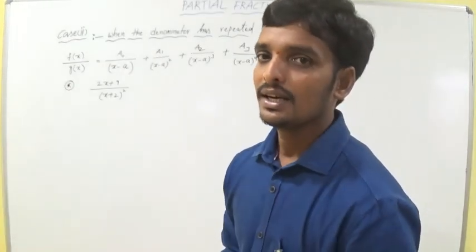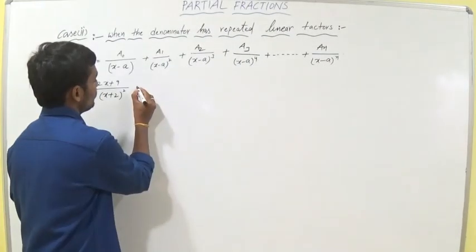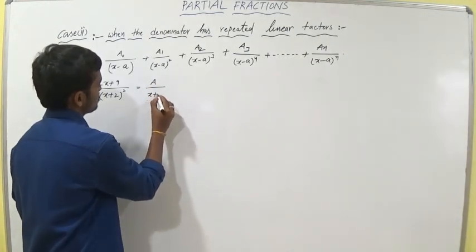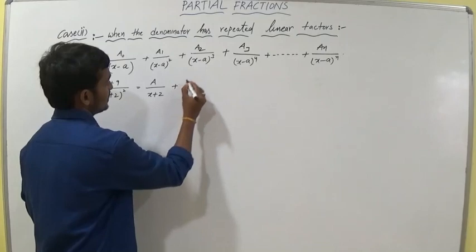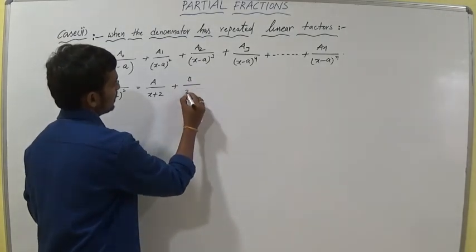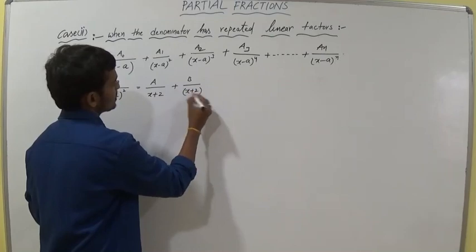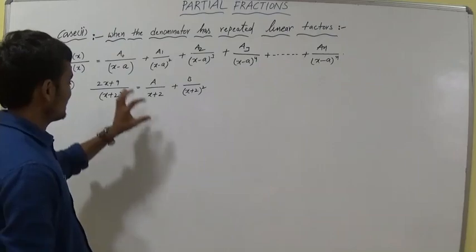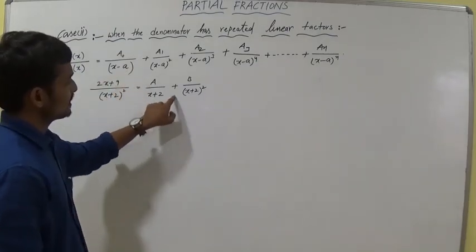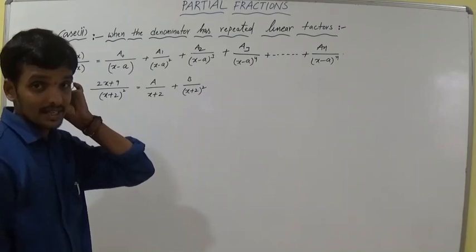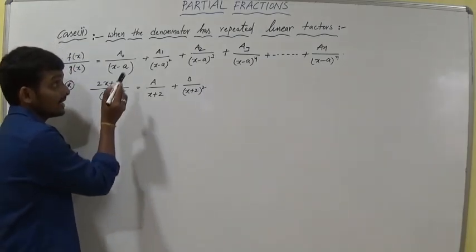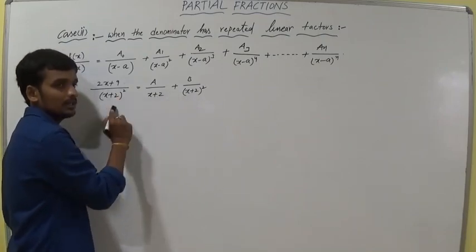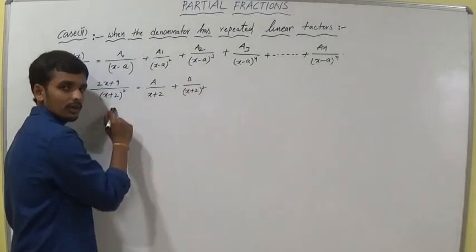What is that? A repeated linear factor. How can we write the partial fractions? This is a by (x plus 2) plus b by (x plus 2) whole square. Did you understand this? First one, a by (x plus 2) plus b by (x plus 2) whole square. This is the condition: the denominator has repeated linear factors. It has 2 times, that's why you write (x plus 2) whole square. 3 times, 4 times, 5 times, you know that.